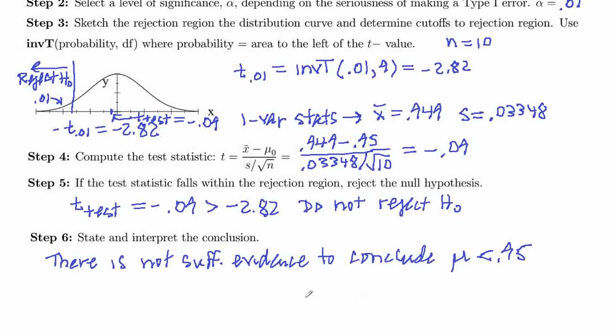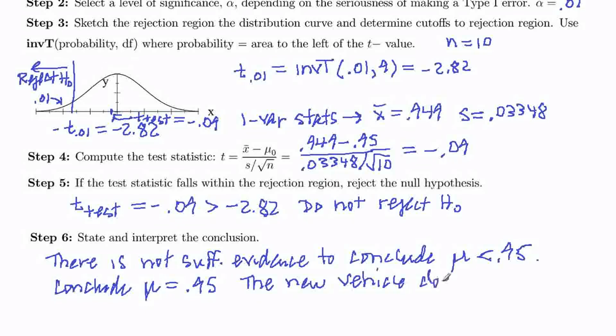The sample mean was less, but it wasn't enough. So we're going to conclude that the mean equals 0.95, our null hypothesis. So these vehicles do not meet the standard. They need to be less than 0.95. They were not. So the new vehicle doesn't meet the standard. That is a complete hypothesis test using the t-distribution.